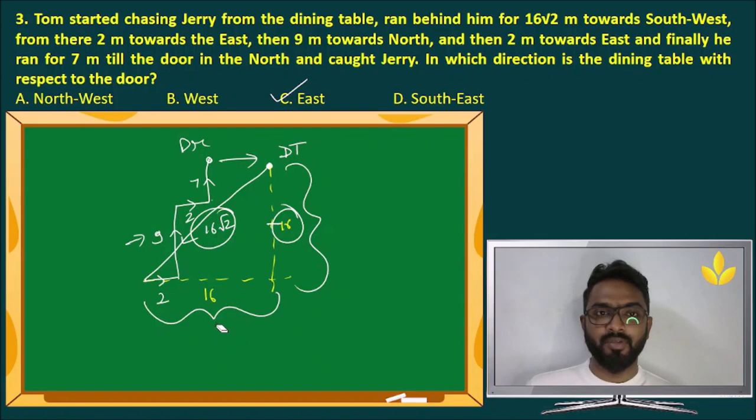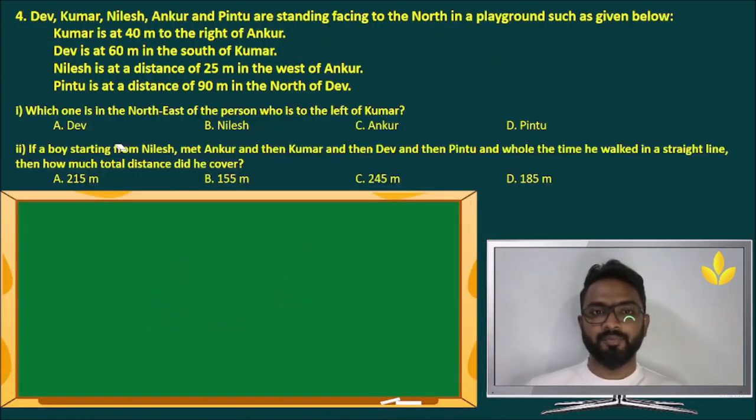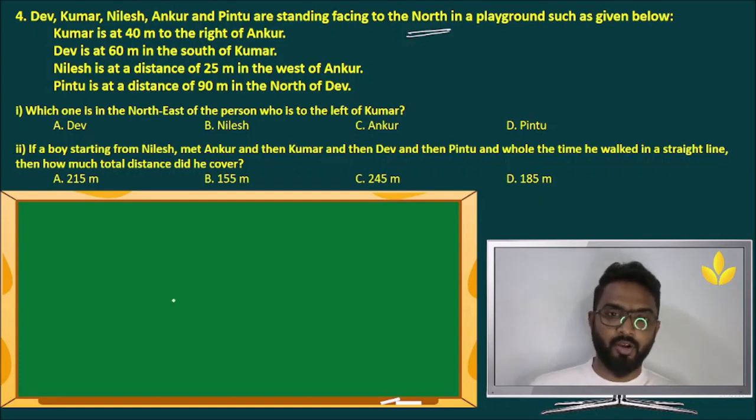Let's move on. Question number 4. We have everybody facing north. That means their right is our right and their left is our left. That is all that it means. Now Kumar is 40 meters to the right of Ankur. So Ankur is the reference point, Ankur is over here, and Kumar is 40 meters to the right.